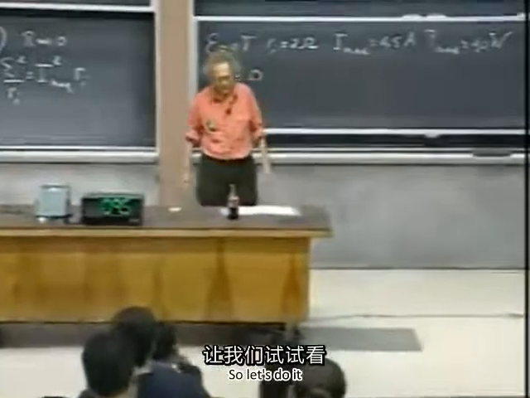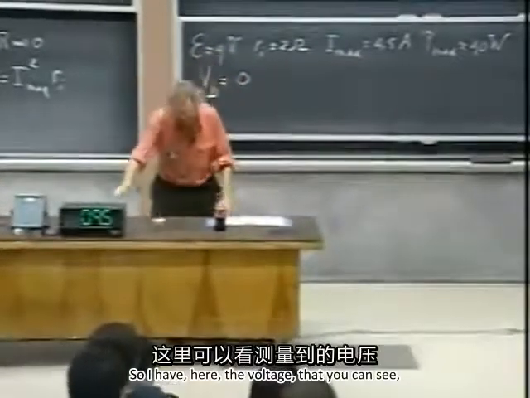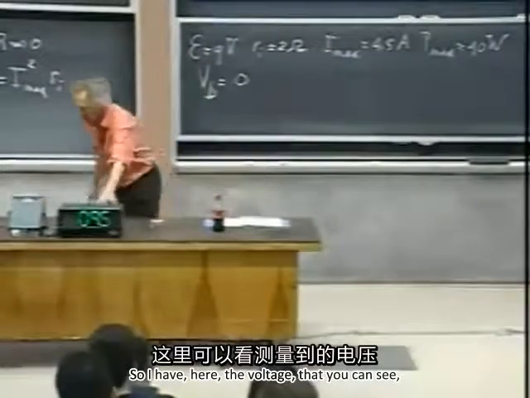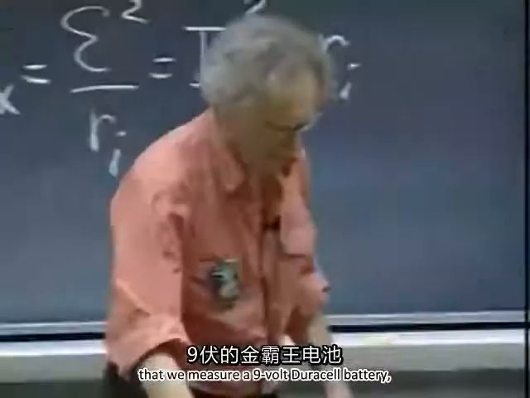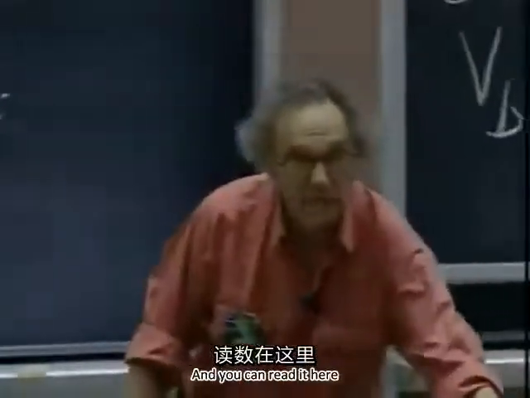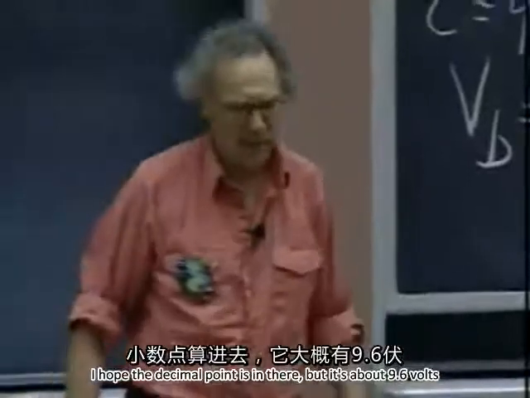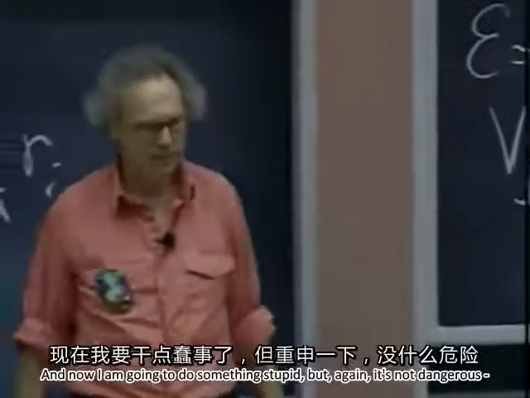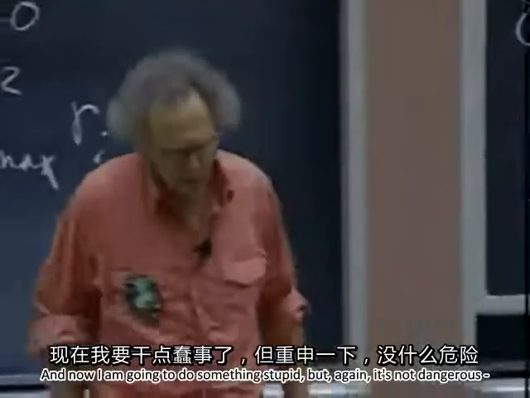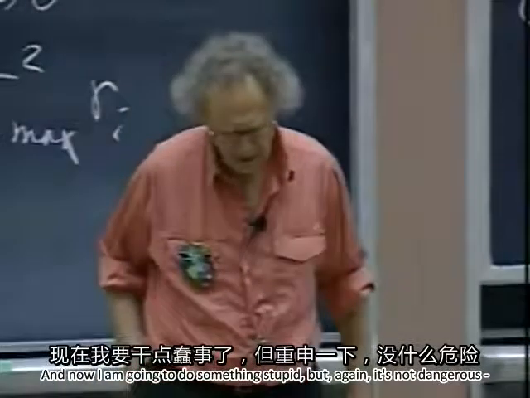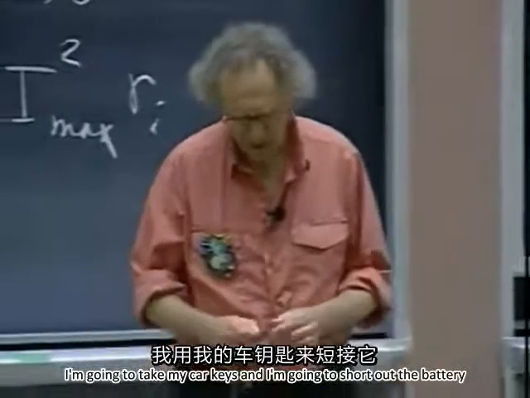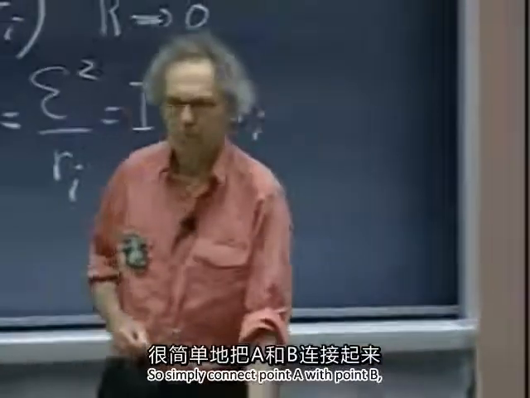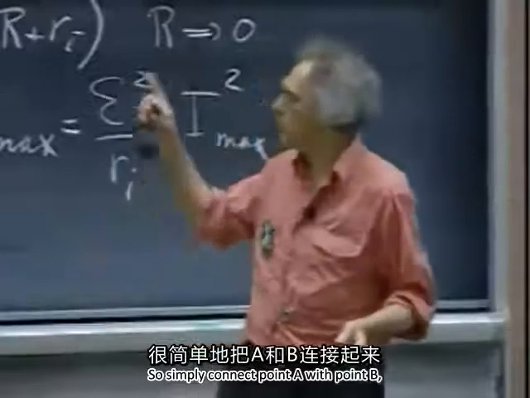So let's do it. So I have here the voltage that you can see that we measure on a 9-volt Duracell battery. I have the battery here, and you can read it here. I hope the decimal point is in there, but it's about 9.6 volts. And now I'm going to do something stupid, but again, it's not dangerous. I'm going to take my car keys and I'm going to short out the battery. So simply connect point A with point B.